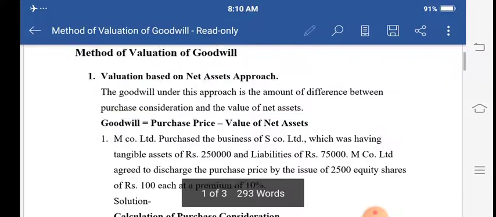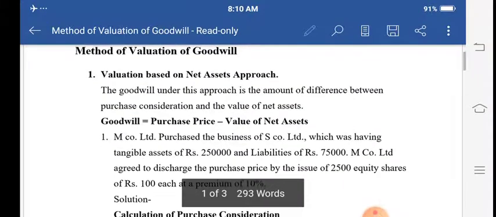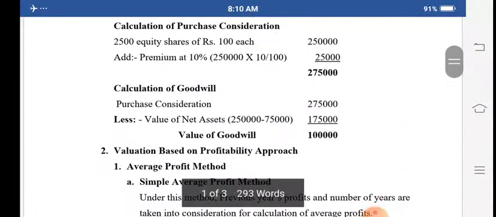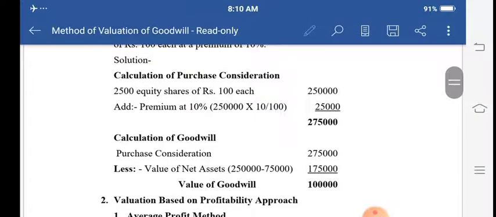In the next class we will see the second method, which is the valuation based on the profitability approach. In that there are three approaches: average method and capitalization. In the average method again there are two methods, simple average method and so on. So in the next class we will see the problems on the valuation based on the profitability approach.